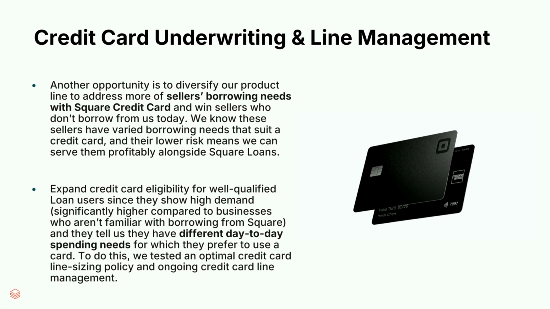The second example I wanted to talk about is credit card underwriting as well as line management. This is another financial product that Square offers to our business customers. It is not unlike the credit cards that you and I have in our pockets today. We provide them with an initial sizing, but the more important thing is that, unlike a loan, a credit line is something that you can retroactively adjust over time. As we see more of your business volume and your repayment behavior, we can adjust that credit line either smaller or larger over time.